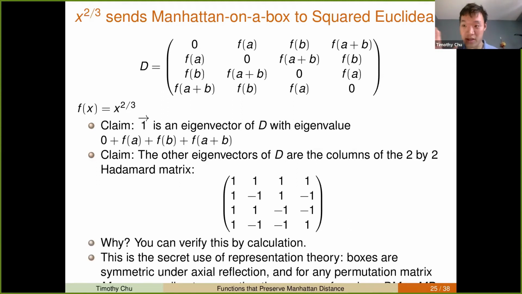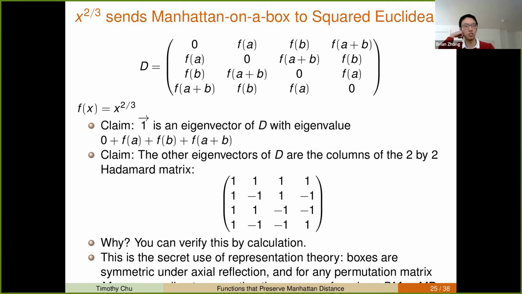But also, this is the secret use of representation theory I promised you. The secret use is that a box is symmetric under axial reflections. So that means if I have a permutation matrix that permutes box corners according to these reflections, that matrix will commute with the matrix D. And it turns out any matrix D that commutes with these permutation matrices will have the eigenvectors being the Hadamard matrix.